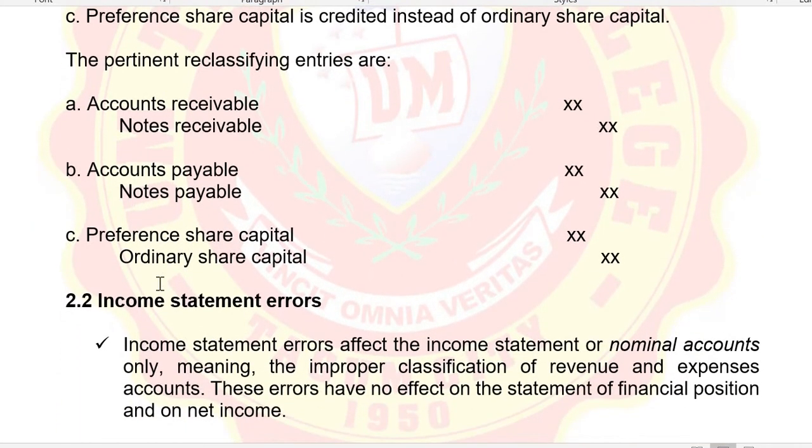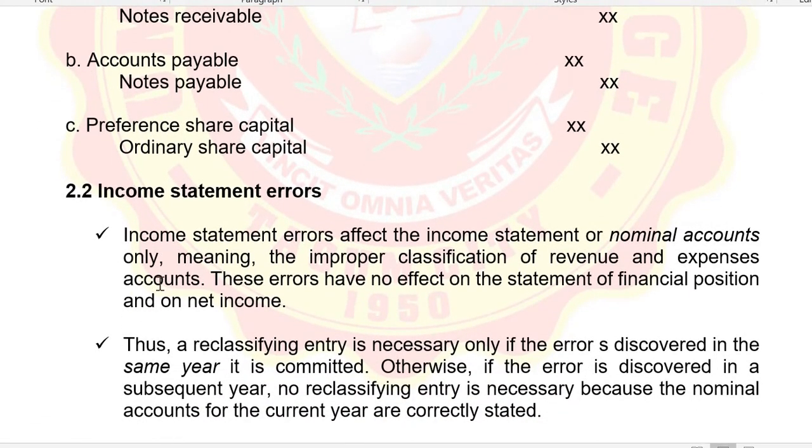Okay. Sa income statement errors naman, same lang din sa statement of financial position error. May problema lang din tayo dito of improper classification of revenue and expenses. Okay? So, income statement errors affect the income statement or nominal accounts only, meaning the improper classification of revenue accounts and expense accounts. So, these errors have no effect on the statement of financial position and on net income.